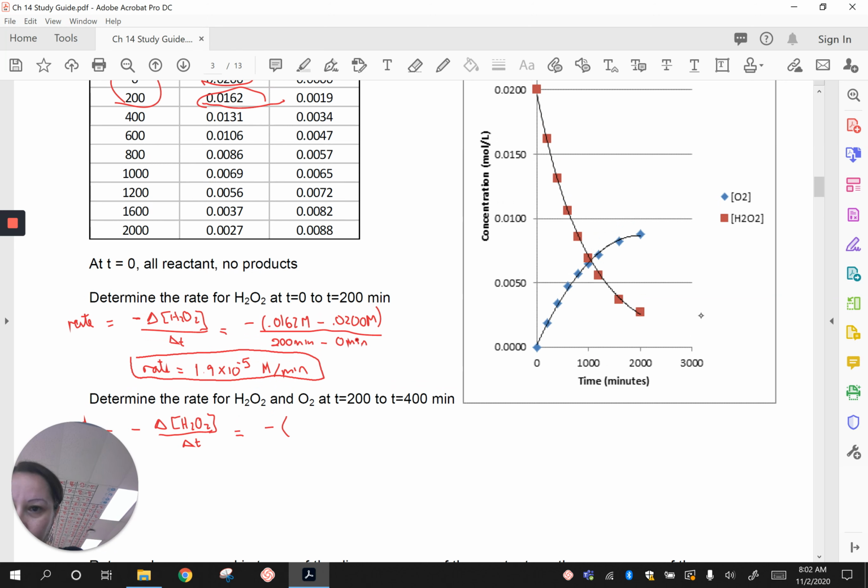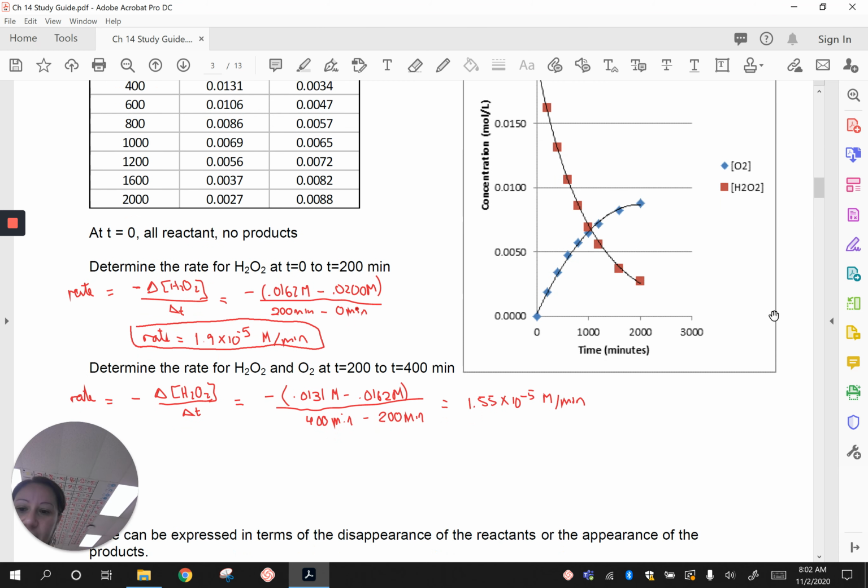so 400 is 0.0131 molar minus the 200 is 0.0162 molar, divided by change in time, final minus initial, 400 minutes minus 200 minutes, and we'll calculate that. This gives us 1.55 times 10 to the negative 5th molar per minute.